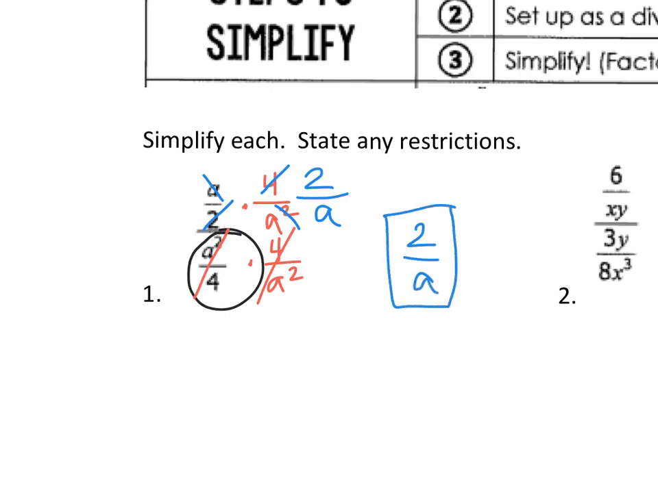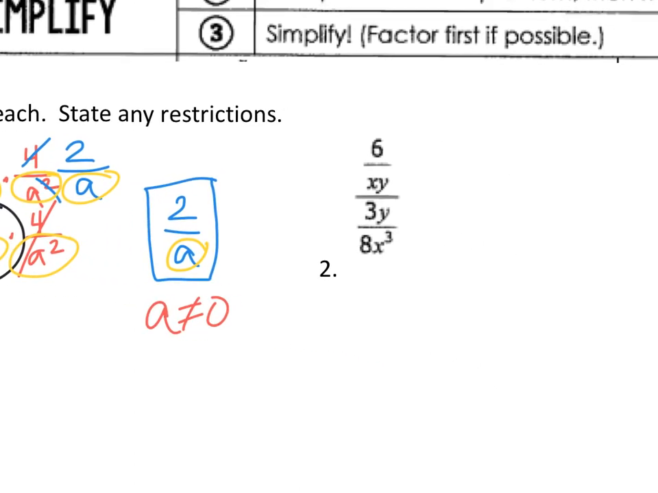To state the restrictions, I'm going to look at all of my denominators in the beginning of the problem, in the middle of the problem, and at the end. And I don't want to have a situation where I have 0 in the denominator. So I cannot set 2 equal to 0 or 4 equal to 0, but I can set a squared and a equal to 0. So the restrictions are just going to be a can't be 0.